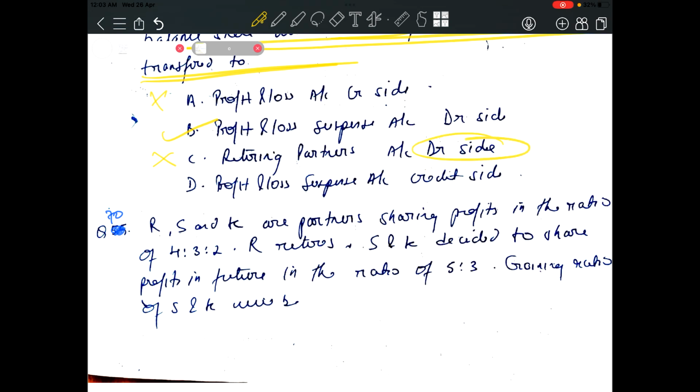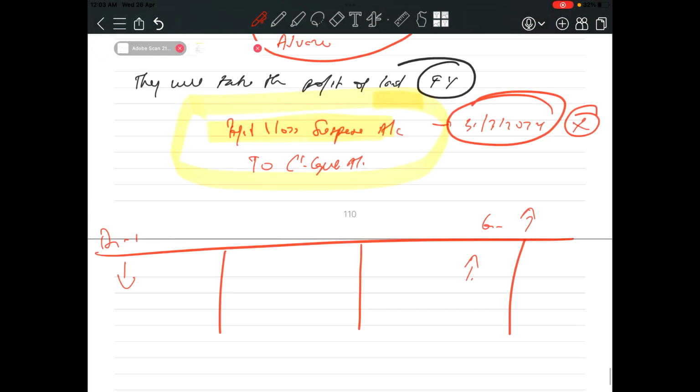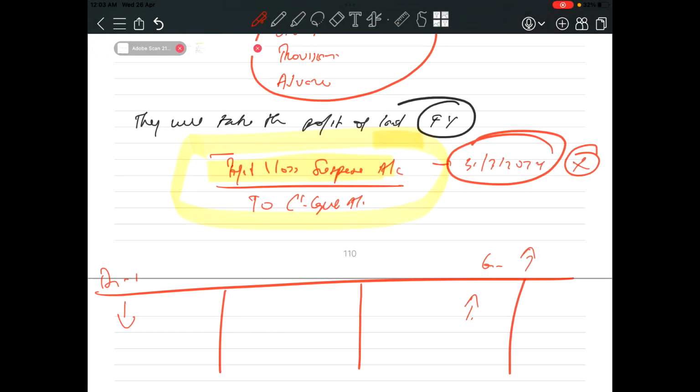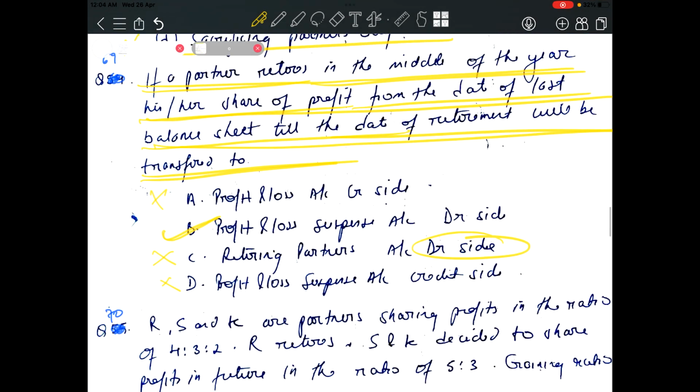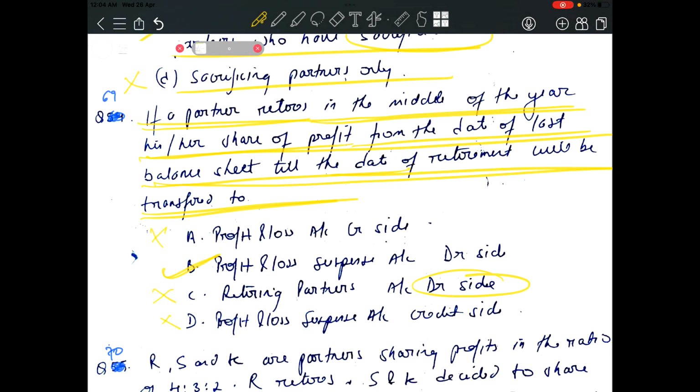Profit and loss suspense account credit side, this also will not be the answer, because what is the journal entry? We will debit profit and loss account. So what will be the right answer? The right answer will be B, profit and loss suspense account debit side. So this is the answer for question number 69. I hope this is clear to you.